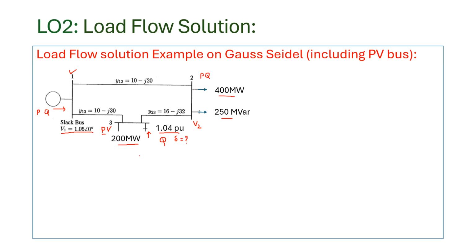As step 1, it is similar: we have to form the Y bus. How to form the Y bus, we have seen in video number 6, so I won't repeat it again, but if you want, you can refer to that video and see how the Y bus can be formed for this system. It will be a 3 by 3 matrix. Then you have to assume the voltages for the PQ bus and the PV bus. So both we have to assume.